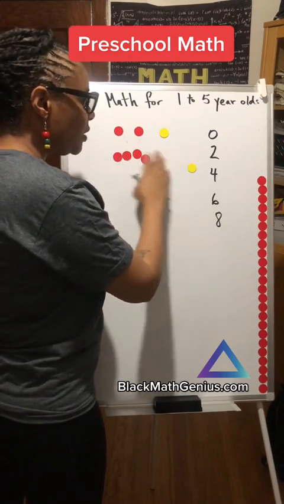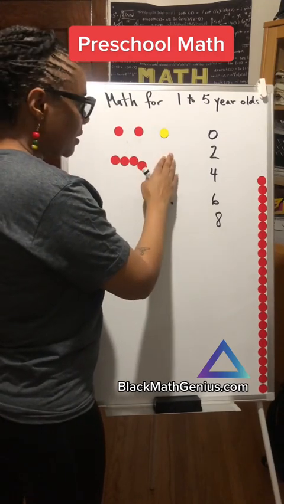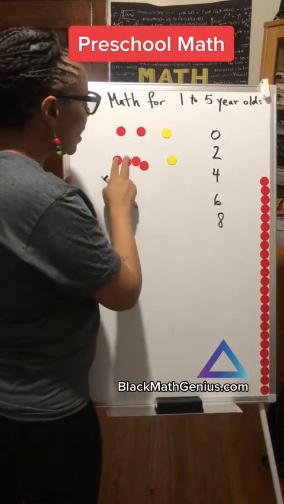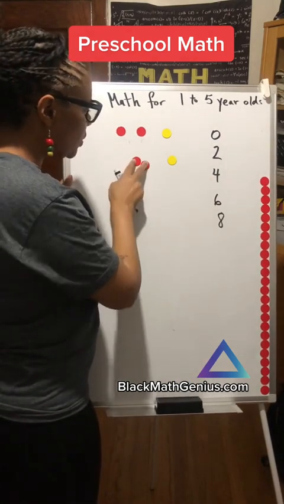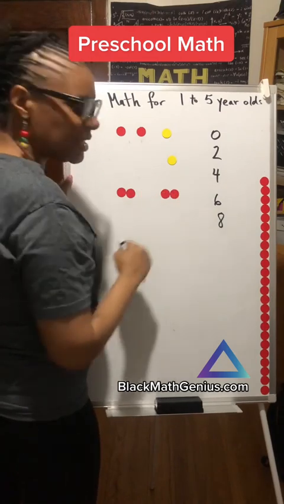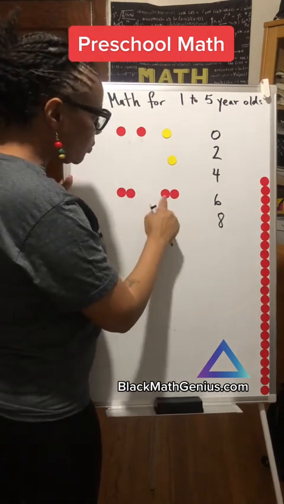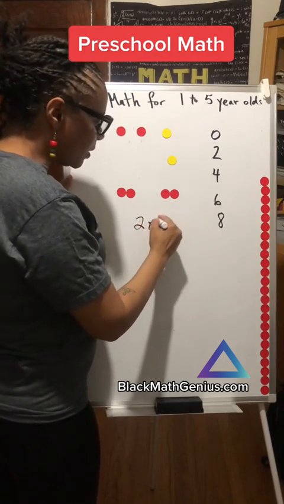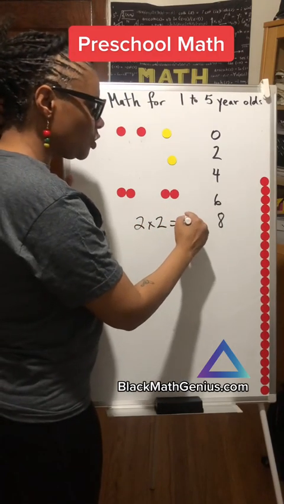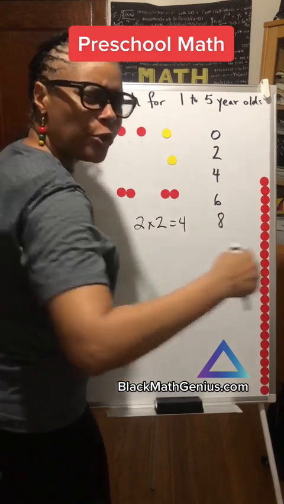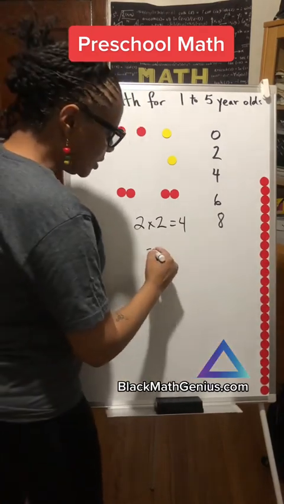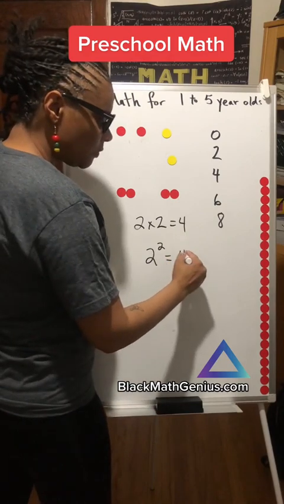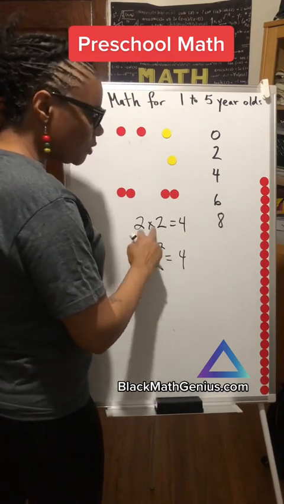Take away 1, 4 left. You're dealing with division. You can say, what happens if I have 2 2s? They can count that. 1, 2, 3, 4. So 2 2s is equal to 4. Really push them. And now you do this. That's the same as 2 to the second power is 4, because 2 squared equals 2 times 2.